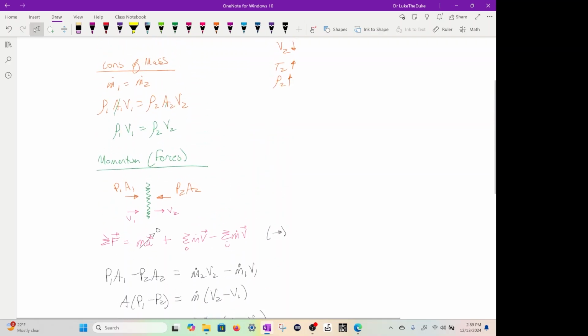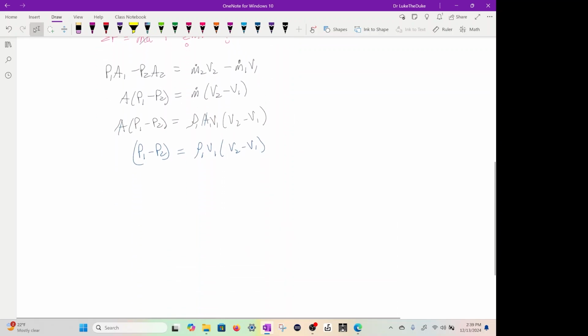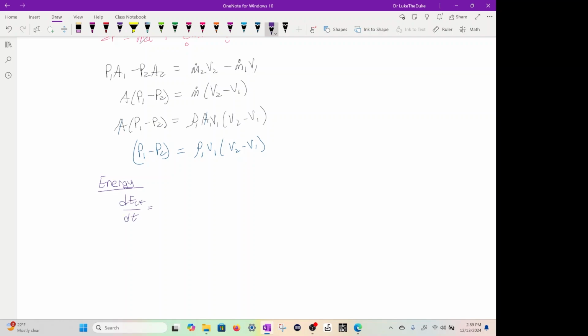If you look up here, conservation of mass relates density and velocity. And then the last one we're going to look at is energy. dE of the control volume over dt equals Q dot net plus W dot net plus the summation of m dot (h plus V squared over 2 plus gz) in, minus the summation of m dot (h plus V squared over 2 plus gz) out.